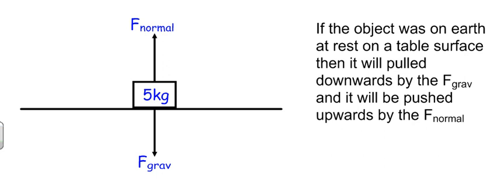The gravitational force can be found by the equation weight, or F gravitational, equals mass times g. The mass is 5 kilograms, g is always 10, and so we find 50 newtons for the gravitational force. In this case, the object is stationary, so the normal reaction force will also be 50 newtons.